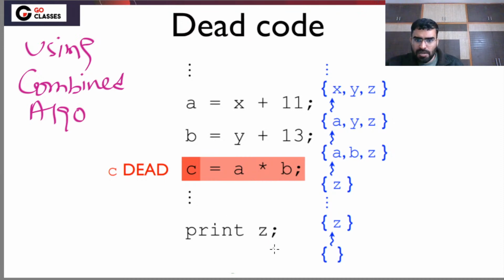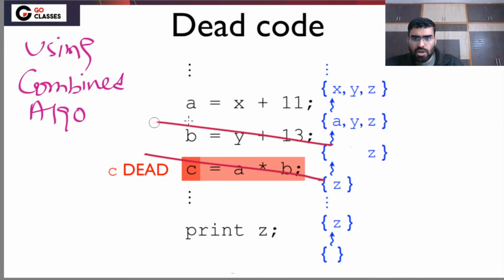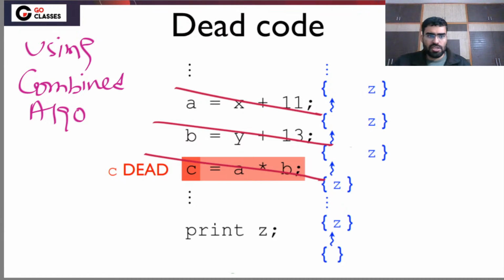Using combined algorithm, what you can do? Very simple. So let's assume this is here. Because we are printing Z, so don't remove Z. But anyway, you can remove this. Now when you remove this, using the combined algorithm, you will not get this AB. So now you can remove this also. Because you are removing this, you will not get this A, you will not get this Y. So now you can remove this also. So finally here also you will not get X, you will not get Y. So this is how, using combined algorithm, only one pass.